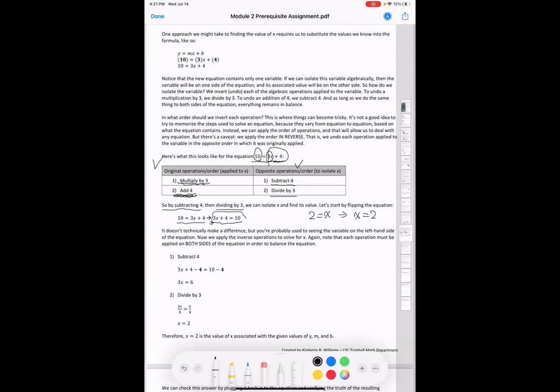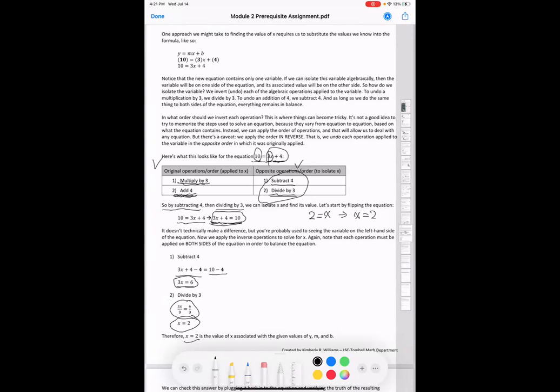After I convert into this format, I can use the instruction here. First step, I subtract the 4 on both sides. So 3x plus 4 minus 4 equals 10 minus 4. Simplify that, it is 3x equals 6. Next step is divide by 3. So I divide by 3 on both sides. Finally, I get x equals 2.